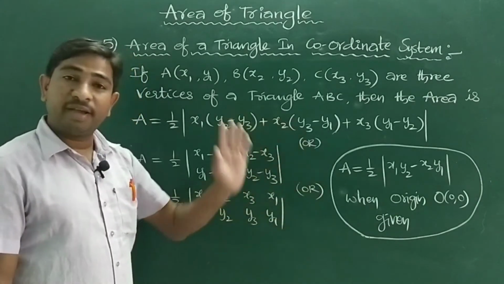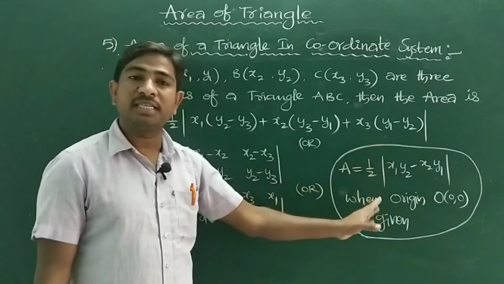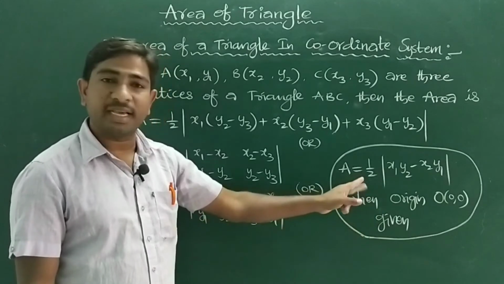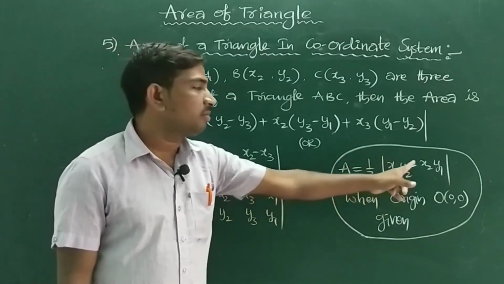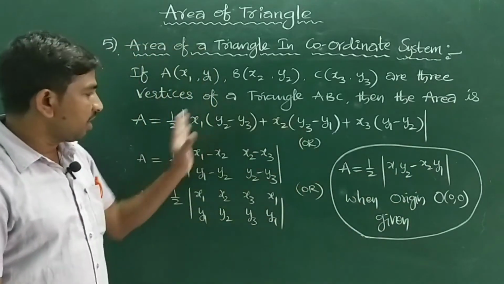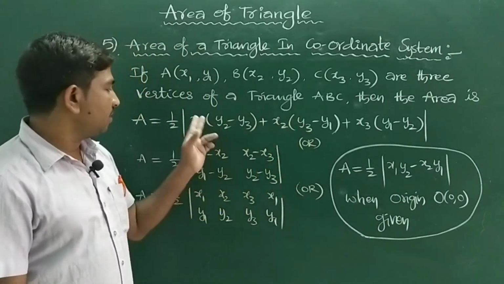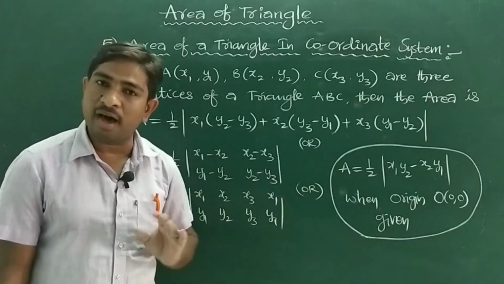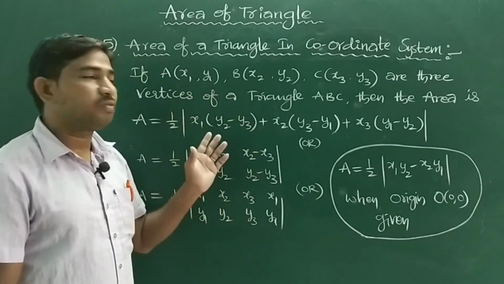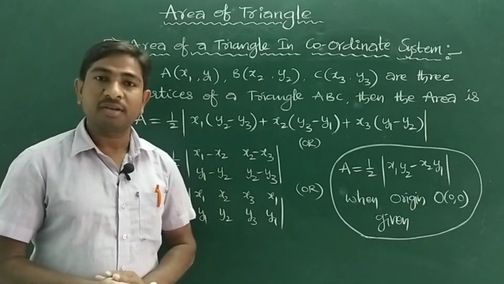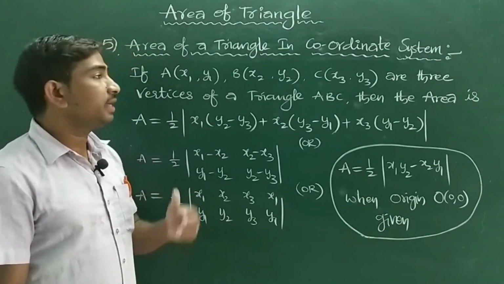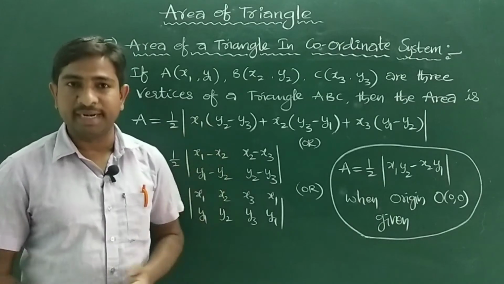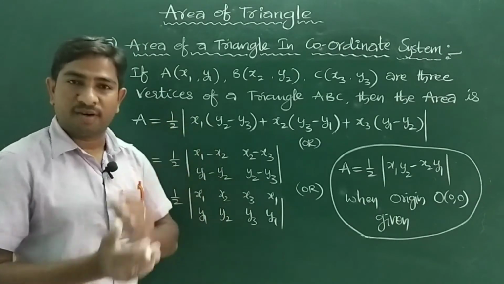Or, if one of the vertices is the origin, then in that case you can use the shortcut method, area is equal to half of x1 y2 minus x2 y1. So these are four formulas, 1, 2, 3, 4 formulas that are useful to find the area of the triangle. Okay. So now I will explain one example problem, how to find the area of the triangle in this coordinate system by using these formulas.